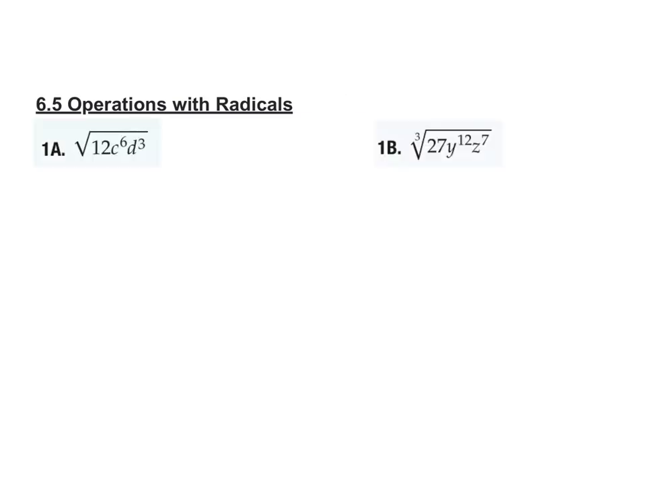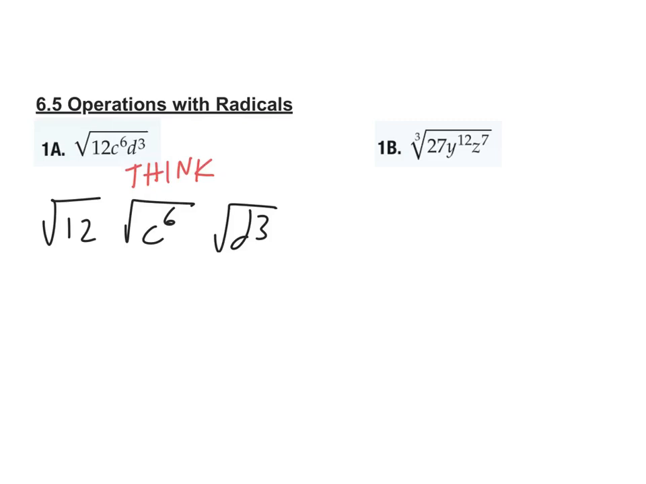We're going to look at these two problems, the square root of 12c to the 6th d to the 3rd, and then the cube root of 27y to the 12th z to the 7th. And we're going to talk about what makes these types of problems different than the ones that you've been doing. Here's our approach for this first problem. I want to think of these three parts as separate problems. So I'm going to think of the square root of 12, the square root of c to the 6th, and the square root of d to the 3rd.